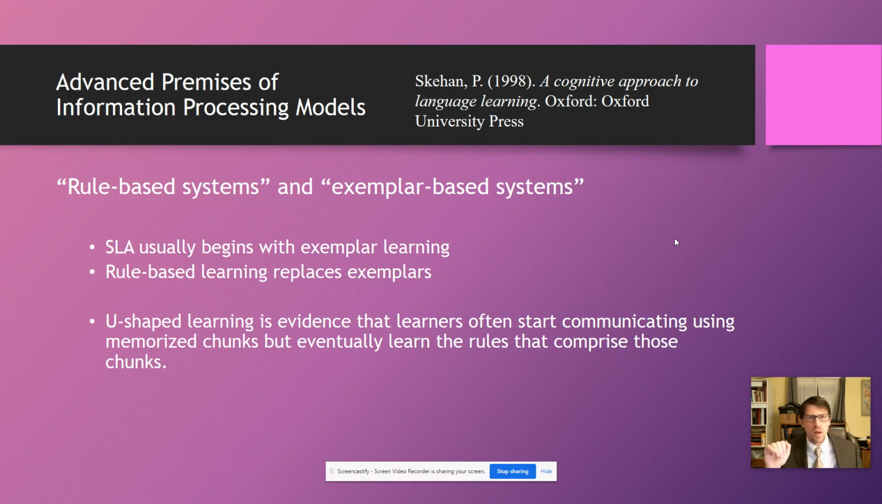That's what you would call a U-shaped learning or a U-shaped pattern of development. These people believe that that's evidence for the exemplar and rule-based stages of learning.